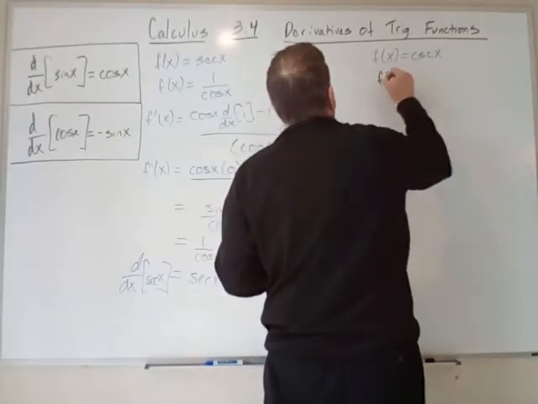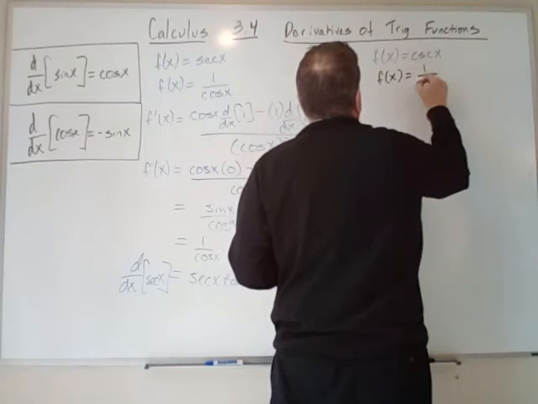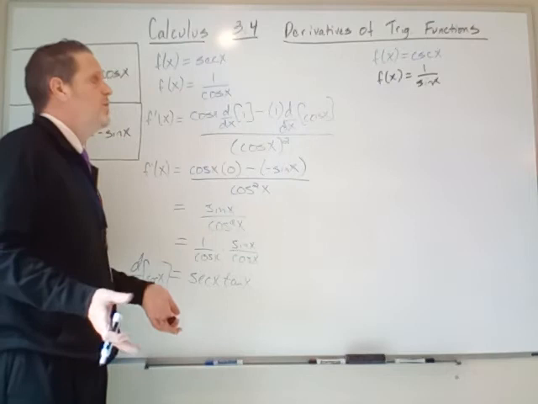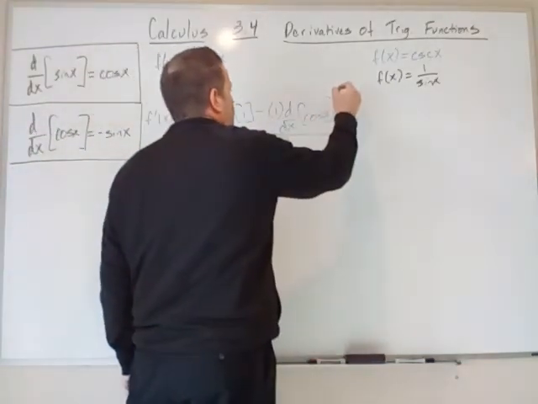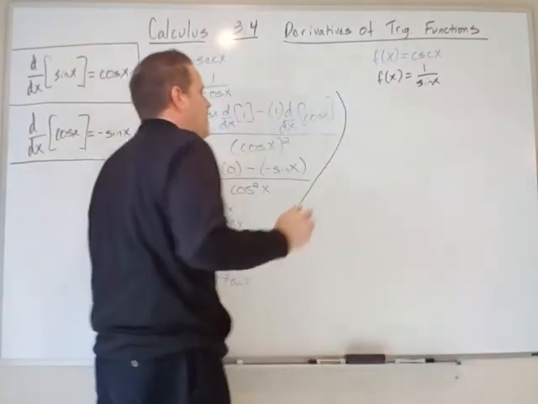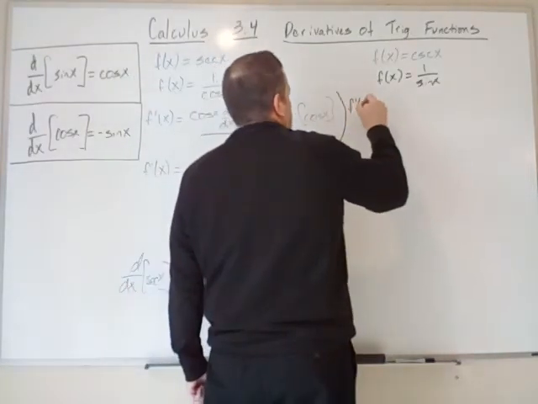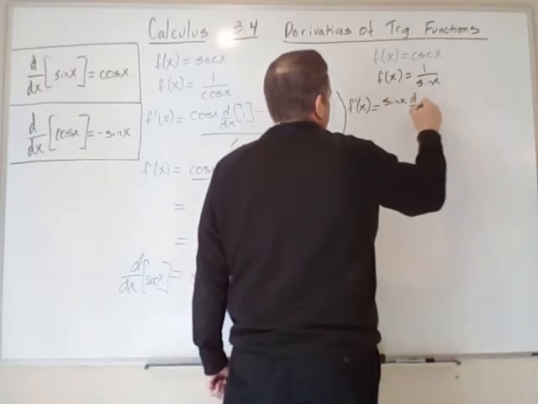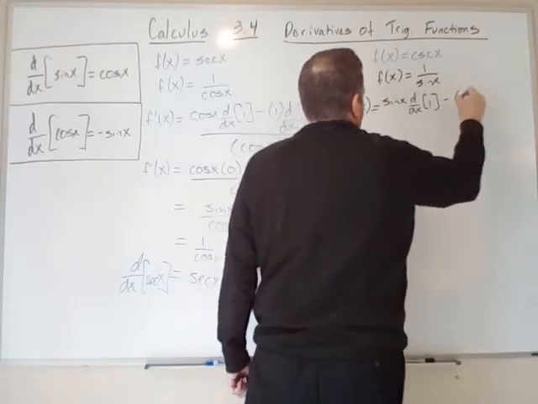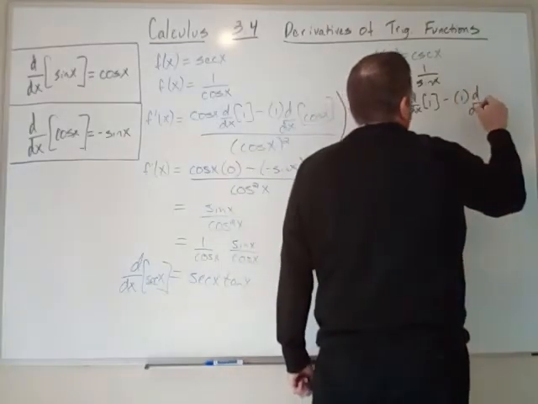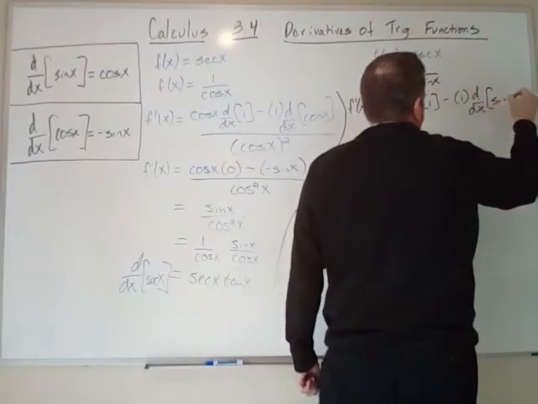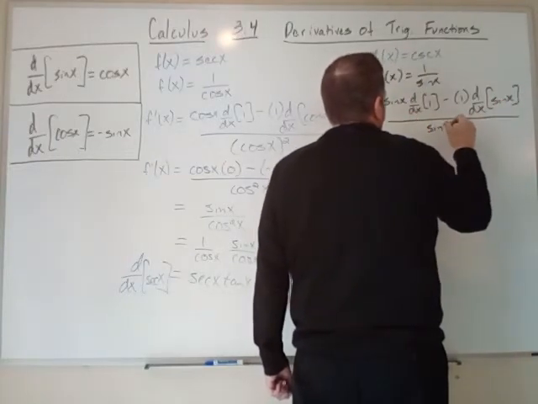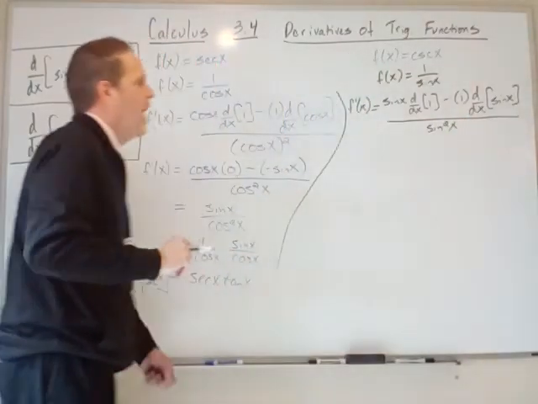All right, well, let's look at cosecant of x. Cosecant of x is 1 over the sine of x. Okay, so similarly, let's use the quotient rule to find its derivative. F prime of x: low d high minus high d low all over the square of what's below. So again, that's going to end up being the sine squared of x.